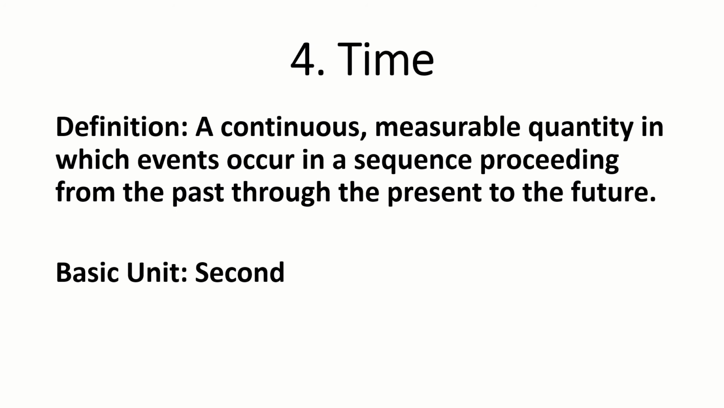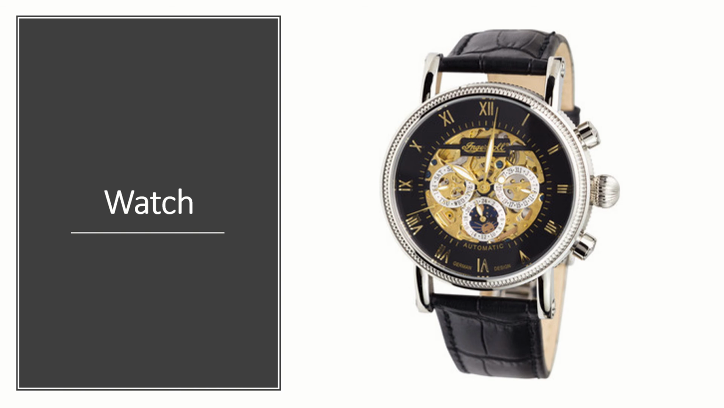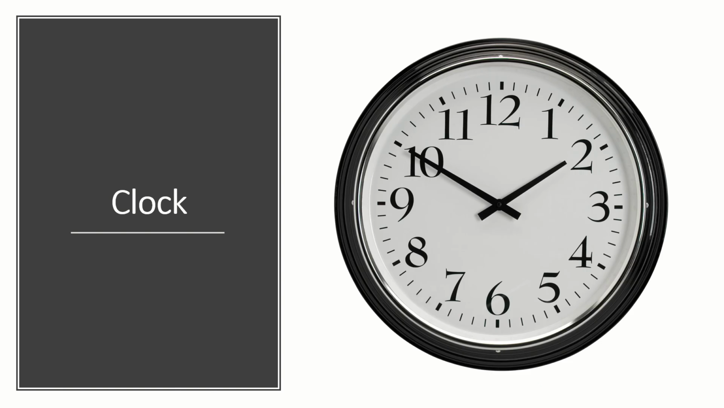For time, I think time is understandable, but we define time as a continuous, measurable quantity in which events occur in a sequence proceeding from the past through the present to the future. The basic unit is seconds. So when we try to measure time, we have the stopwatch as our tool, or even our watch, and even a bigger version of our watch, which is the clock.